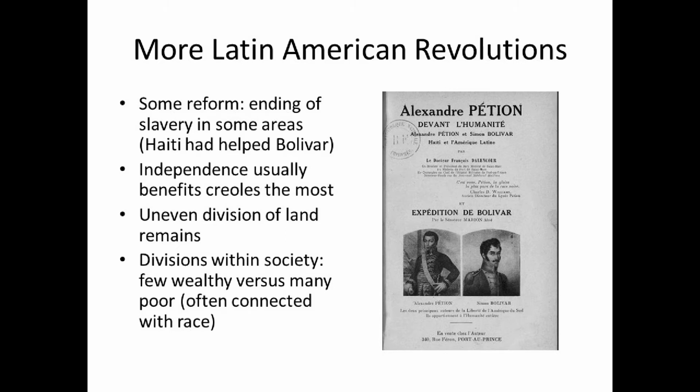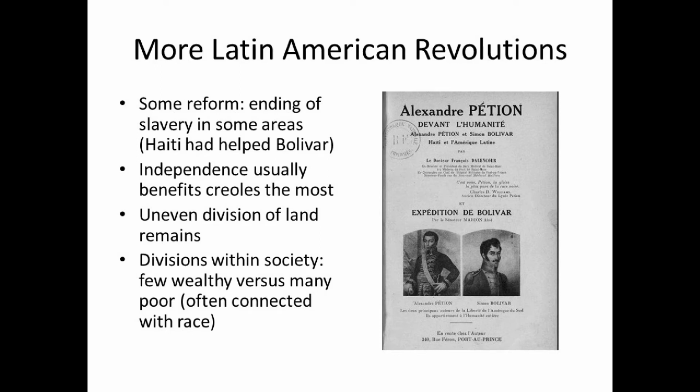And so what happened was that there were massive divisions within society. You had a very few wealthy people, typically Creoles, who owned huge amounts of land. And then you had many poor people who were typically either mestizos, and often below them were the indigenous people, and people of African descent.